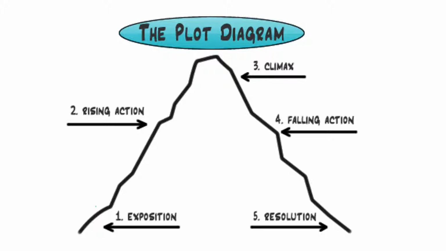Remember when you're reading a book to identify the different parts of plot. Here we have the diagram again with exposition, rising action, climax, falling action, and resolution.